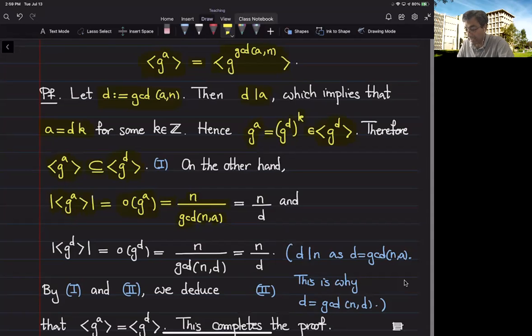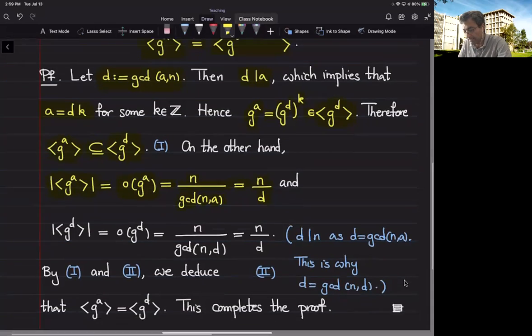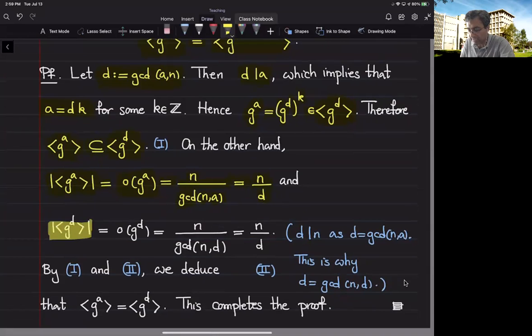GCD of n and a, we defined it to be d, so that means the cardinality of this group is the same as n over d. Now, similarly, the cardinality of the cyclic group generated by g to the power d, by the same argument, is the same as the order of g to the d, and that is the order of g divided by the GCD of the order of g and d, the power that I'm picking.